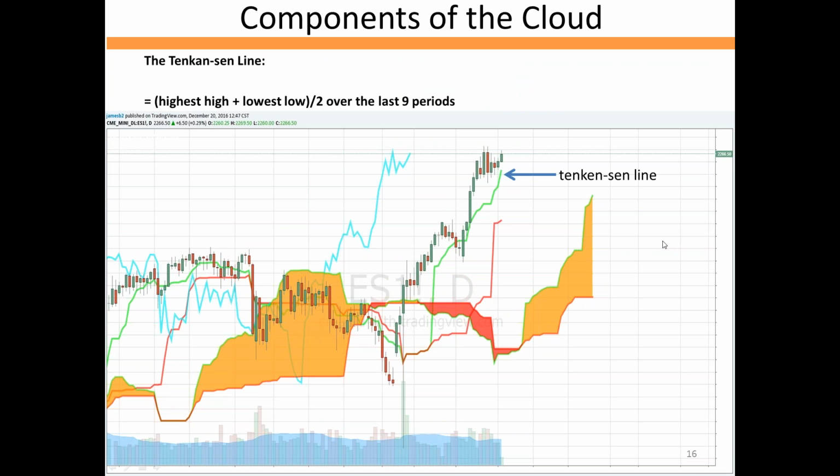So the Tenkan-san line is essentially a short period, fast moving average. It's the highest high and lowest low over the past 9 periods divided by 2, plotted under the current bar that we are in right now. So on the daily bar, what we're looking at 9 periods of is 9 days worth of data. So the highest high and lowest low over 9 days on the daily bar is what we use to calculate this moving average. Now if we were to adjust this and move it to the 15-minute bar, it would be 9 15-minute bars. If we were looking at the 4-hour bar, it'd be 9 4-hour bars. If we were looking at the 5-minute bar, it'd be 9 5-minute bars. Okay, so it adjusts with the time frame that we're looking at.